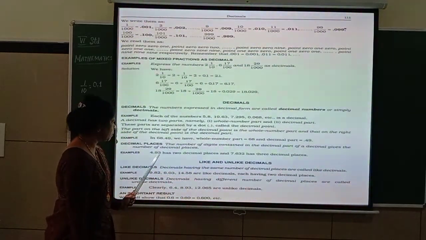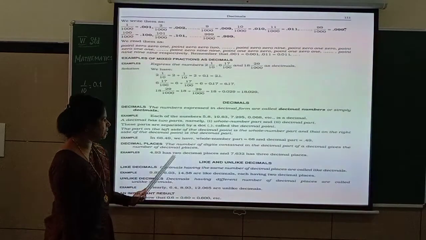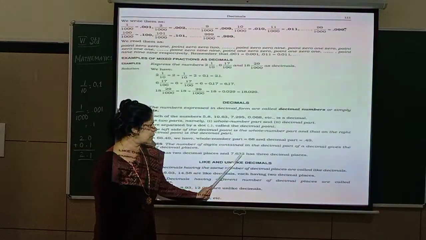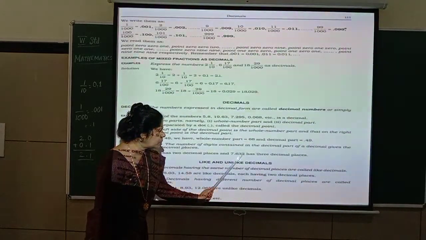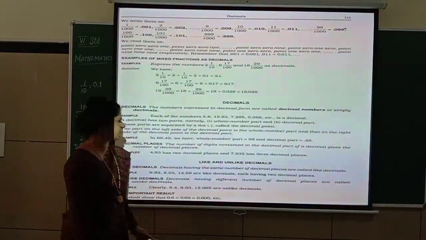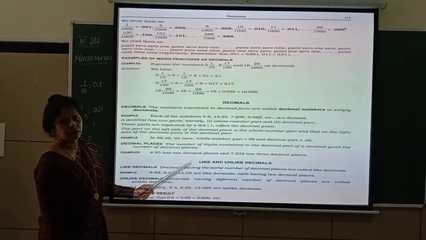It has got 2 decimal places. After the point, how many are there? 2 digits. And 7.632 has 3 decimal places. Why? After the point, how many are there? 1, 2, 3. 3 decimal places. So that much you have to know.